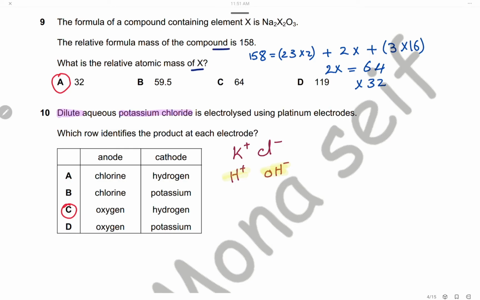The relative formula mass of the compound is 158. So 158 is the sum of all the masses of the atoms inside the compound. So the mass of 2 sodium plus the mass of 2X and 3 oxygen all gives the total of 158. So making X the subject of the formula, the total will be 64. So 1X is equal to 32, and the answer is A.